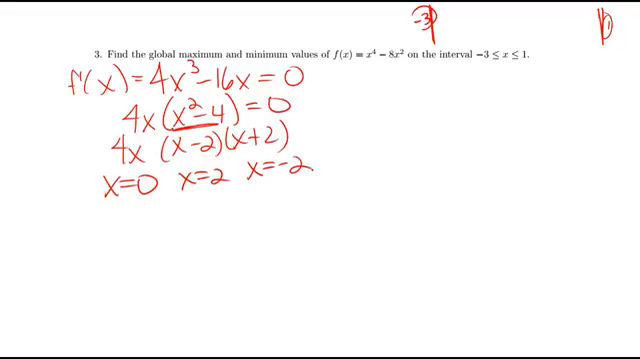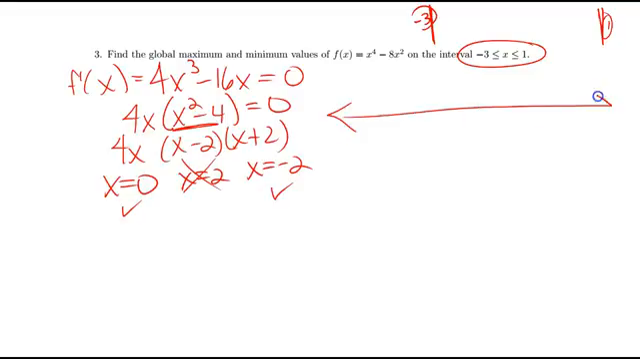Notice in our interval, the 0 works, the -2 works, but 2 doesn't, so we don't need to worry about that one. So I need to find out if they're maxes or mins, right? I could do it different ways. I could take 0 and -2 and figure out what's going on with maxes and mins, but I also need to check the endpoints when I have these intervals.